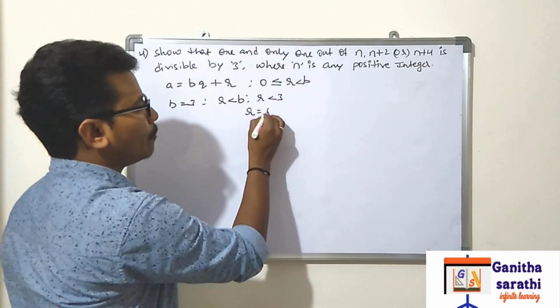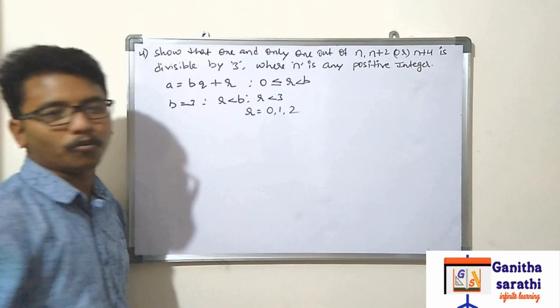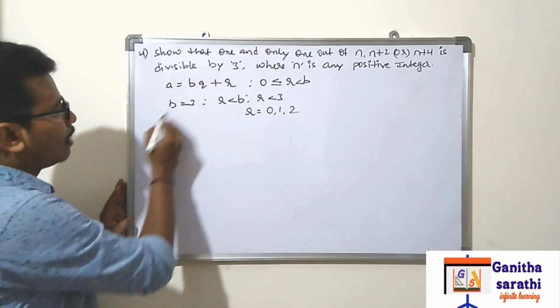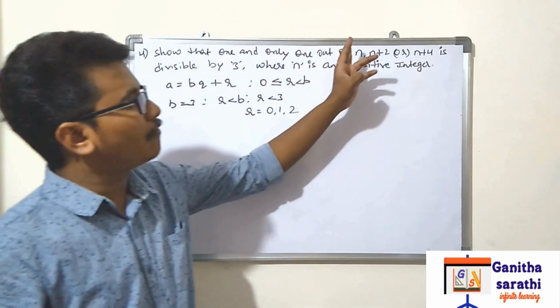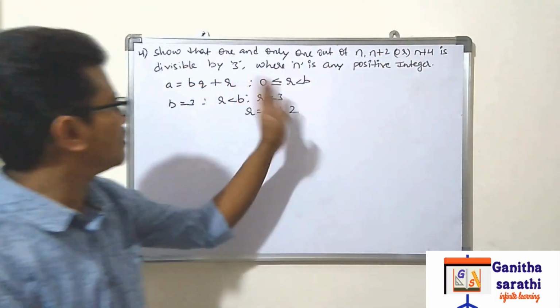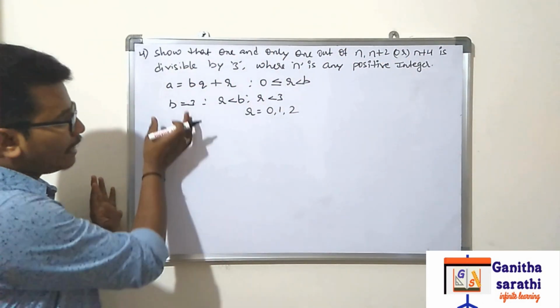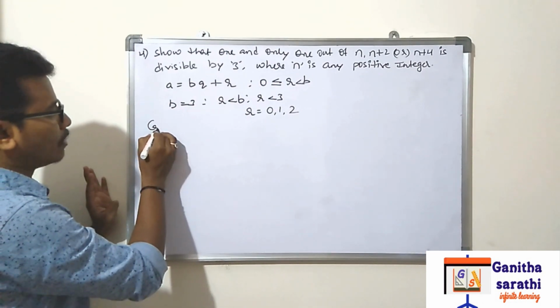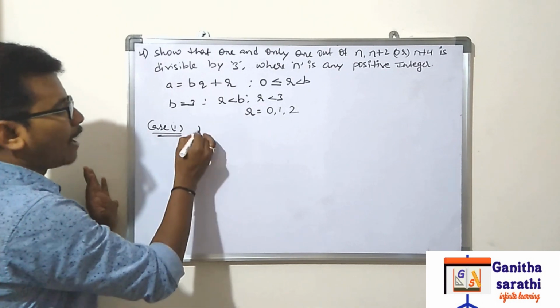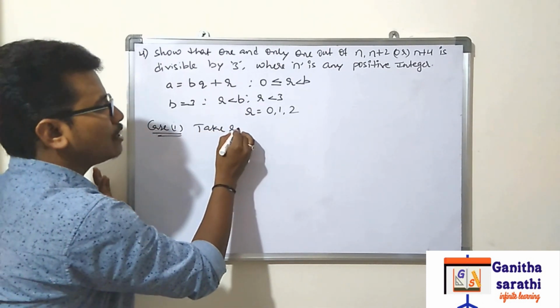So how many cases will you be getting? 0, 1, 2. Okay, clear? Now see here, show that one and only one out of n, n plus 2 or n plus 4 is divisible by 3. Meaning in each and every case only one will be divisible. I will show you. Case 1. See case 1 here. I am taking r is equal to 0 now.